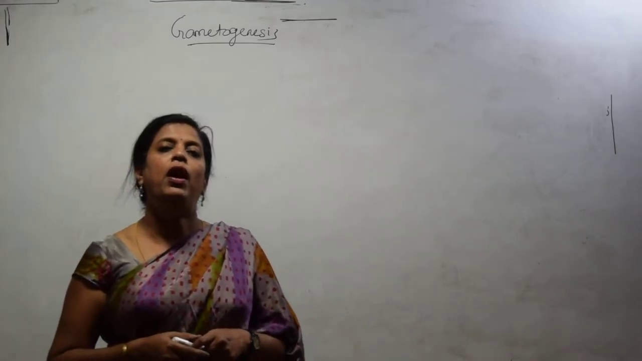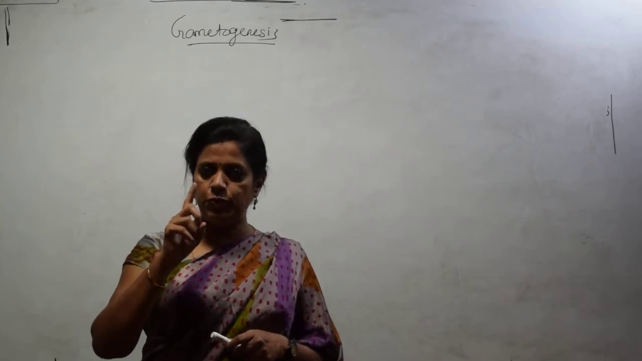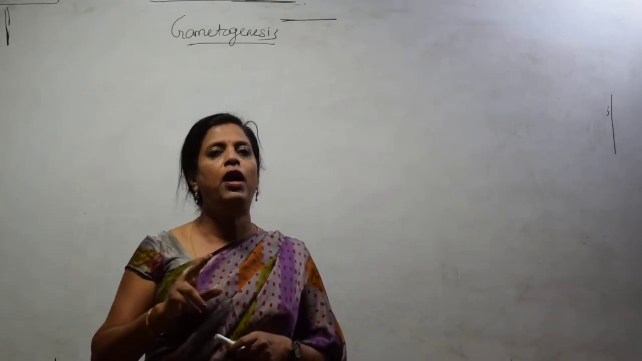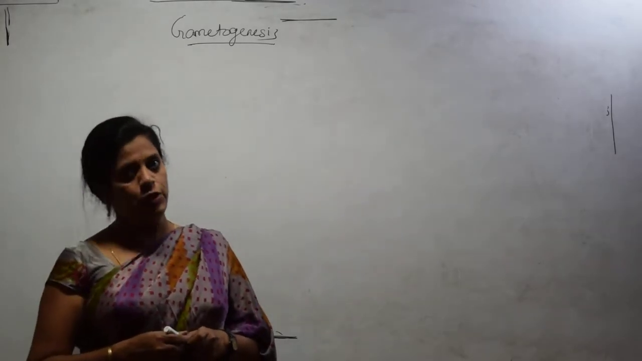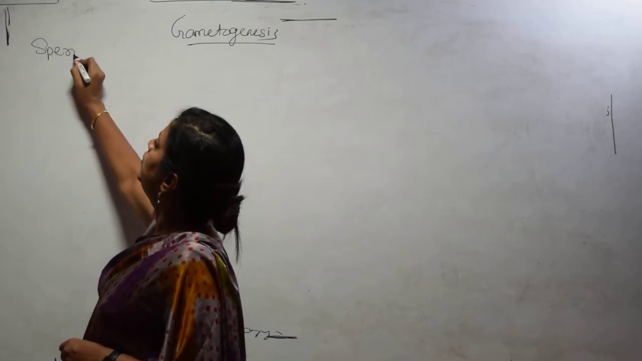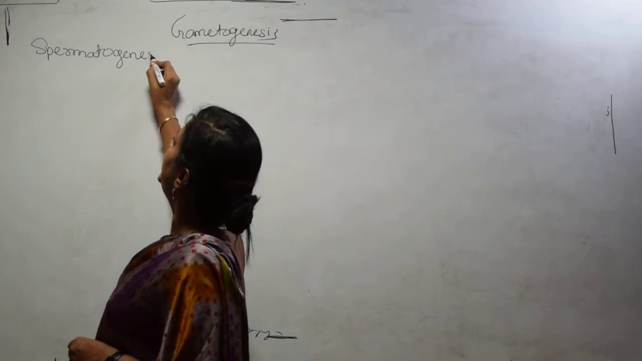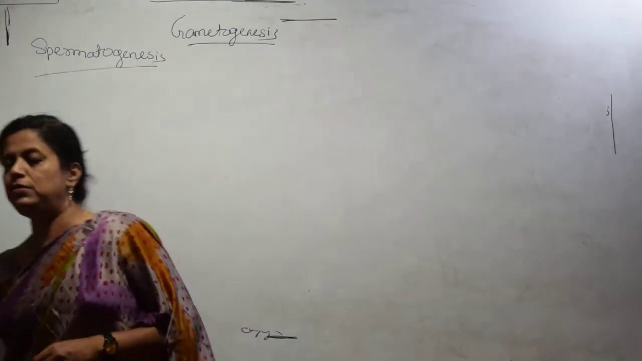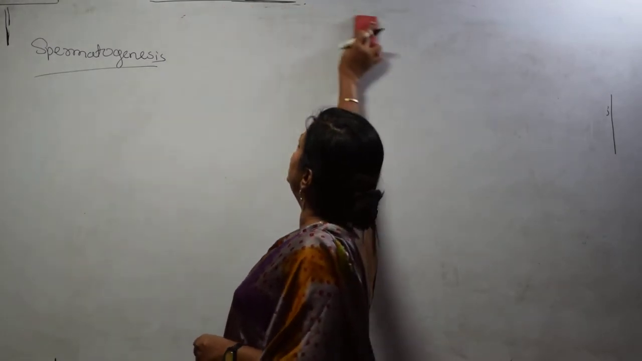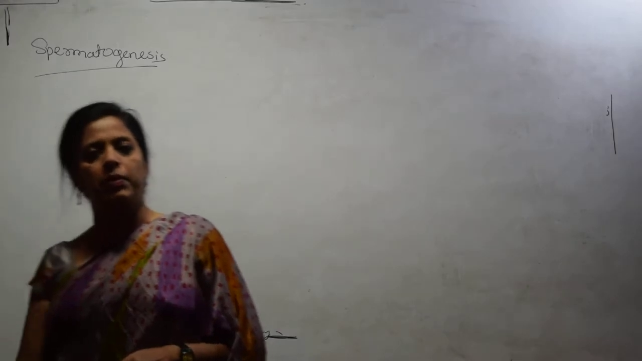Right? So under gametogenesis, we have 2 subheadings. First is spermatogenesis, another one is oogenesis. So I am going to start with the first part, that is spermatogenesis. We are going to talk about the formation of gametes in men. This is the major one to understand. So it comes under gametogenesis, so let us not bother about other things. Let us directly start with the process of spermatogenesis.